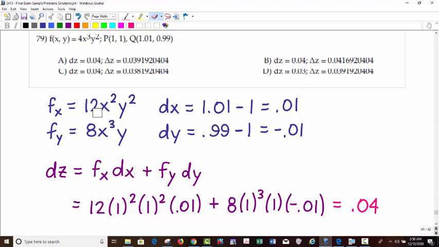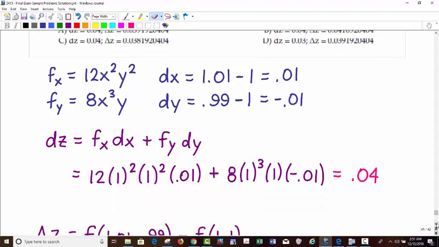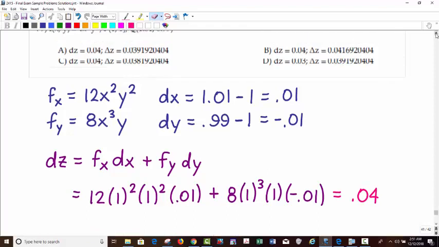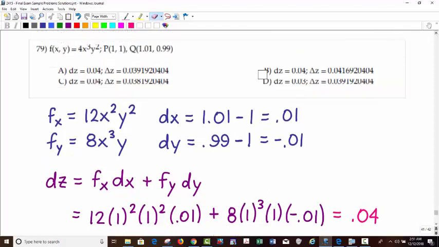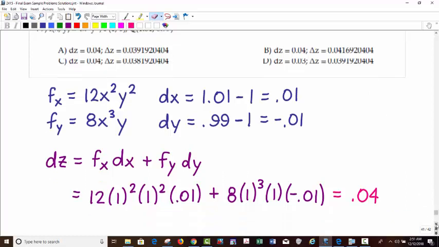So it's 12 times 1 squared times 1 squared times the dx, which is 0.01, plus 8 times 1 cubed times 1 times negative 0.01. And that ends up being 0.04. I didn't circle the answer, but 0.04, then 0.392. It's answer A, because 0.0392 was the answer below that, which I actually did first.